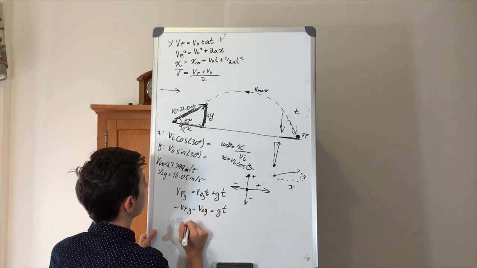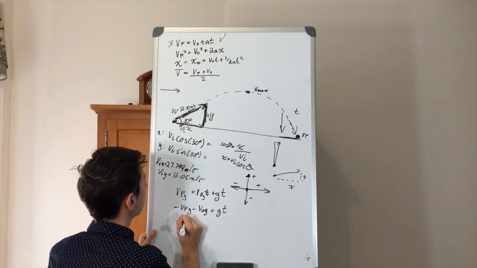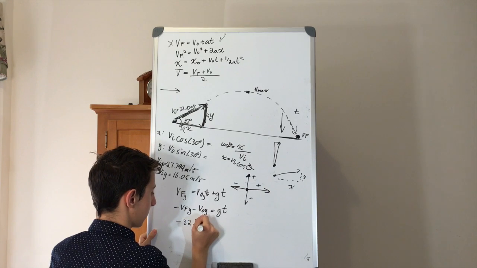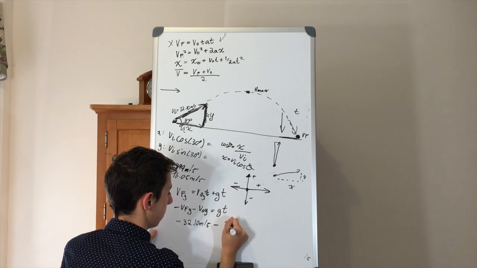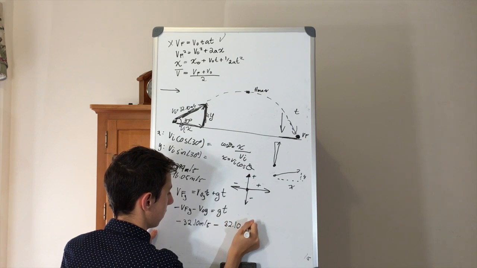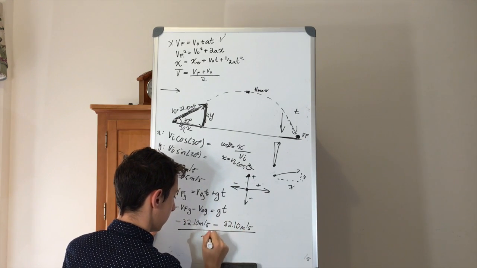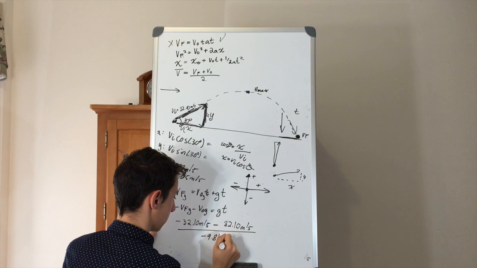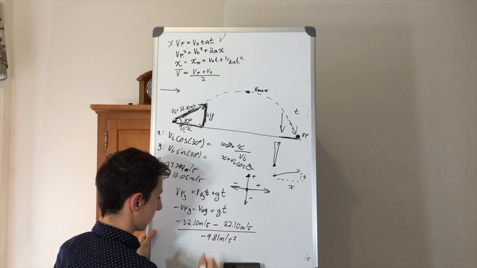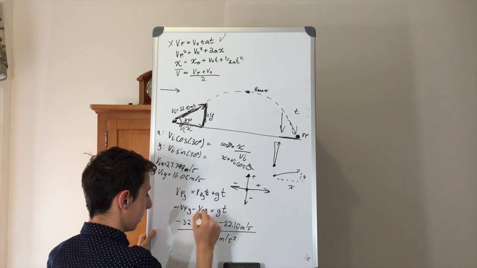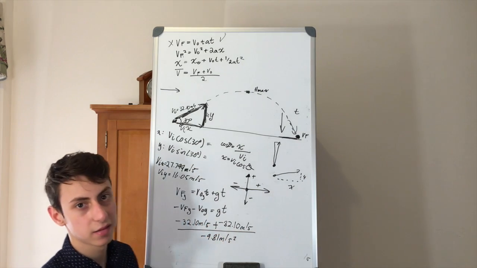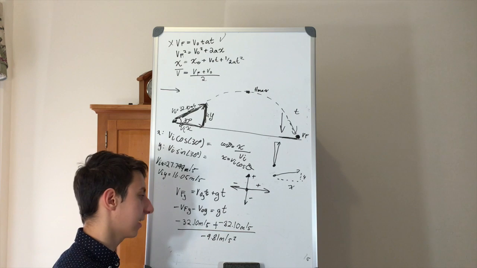So although they're the same number, we'd get negative 32.10 meters per second minus a positive 32.10 meters per second divided by a negative 9.81 meters per second squared. And that makes sense because negative minus a positive is a negative, and a negative divided by a negative is a positive. We get positive seconds, and you can't have negative seconds.